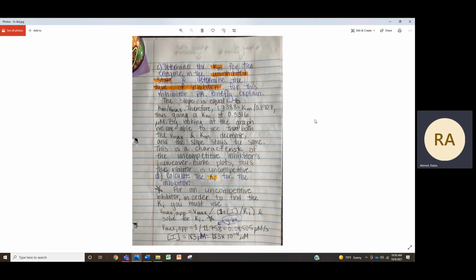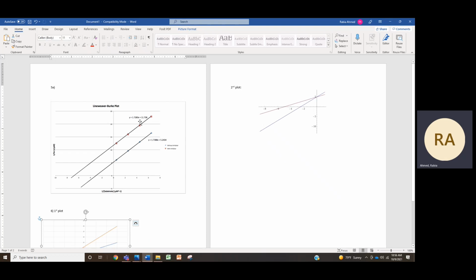It says calculate the Ki for the inhibitor. So you have to know that for an uncompetitive inhibitor, in order to find the Ki, you must use this equation. What I did was Vmax approximation equals 1 divided by 11.758, which equals 0.08505 micromolar per second. This is just figuring out the Vmax, the first step, like 5B, how we figured the Vmax out, but this is with the inhibitor line.